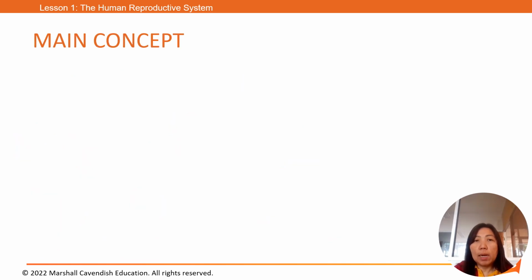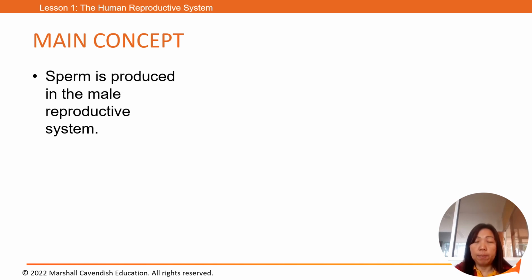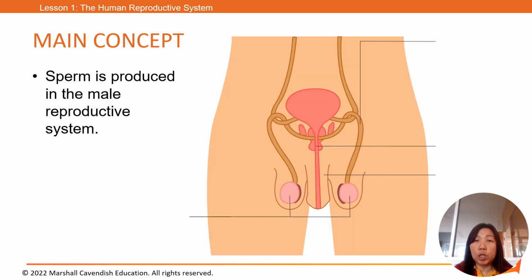Now, the next one, let's see about the male reproductive system. Don't forget to check page 26 of your student book. And now let's see the diagram of the human male reproductive system. Don't forget that we have what we call sperm that is produced by the male reproductive system. Let's see the picture. So this is what we call the male reproductive system.